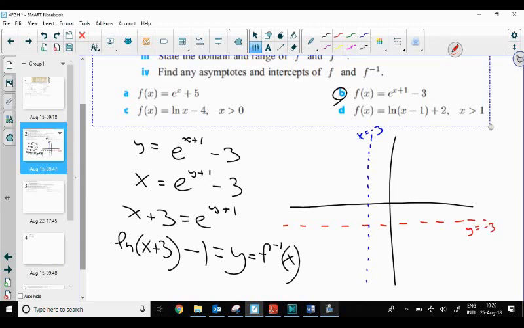My original function is going to have a y-intercept when x is 0. That's going to be at e minus 3. You might not know what e minus 3 is off the top of your head, but it's a number that's going to be negative at least. I know that because e is about 2.718, so minus 3 means we're going to be negative. As a decimal, it is negative 0.282.